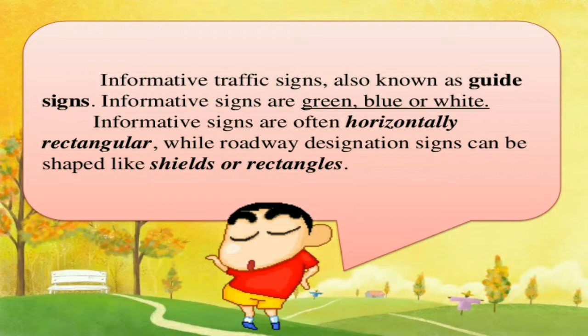Informative traffic signs, also known as guide signs, have colors like green, blue, and white. Roadway designation signs can be shaped like shields and rectangles.